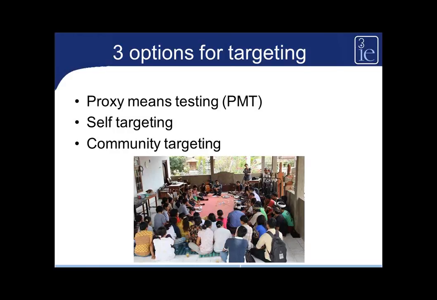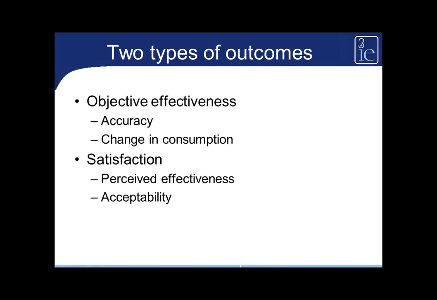The third option is then community targeting. So what if you get a community group together and the assumption is the people in the community have a pretty good idea of what households in the community are really needy and could benefit from this transfer, and you ask them to provide information in order to identify the households who are going to receive the transfer.